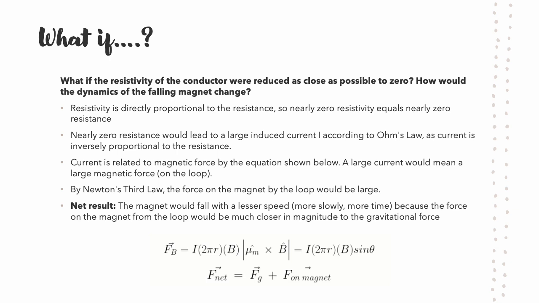We know that the current is related to the magnetic force by the equation shown below, and a large current would mean a large magnetic force. Thus, by Newton's third law, the force on the magnet by the loop would be large, and the net result would be that the magnet would fall with lesser speed because the force on the magnet from the loop would be much closer in magnitude to the gravitational force.